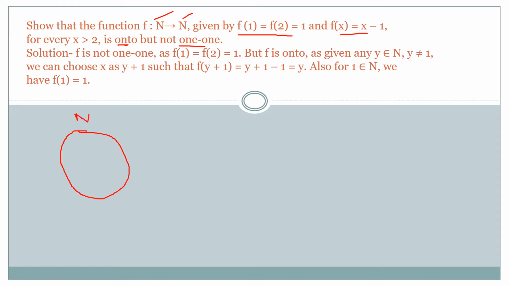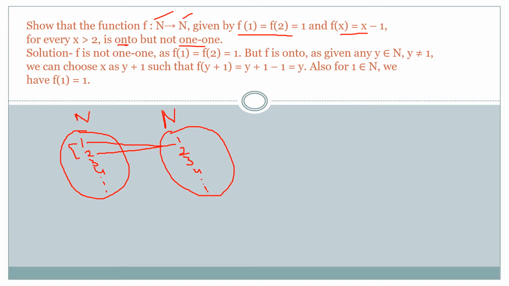If this is the set of natural numbers and this is also the set of natural numbers, 1 maps to 1, 3, 4 and so on. So what is the image of 1? The image of 1 is 1, the image of 2 is also 1. Just because these two elements have the same image, the function is not 1-1.